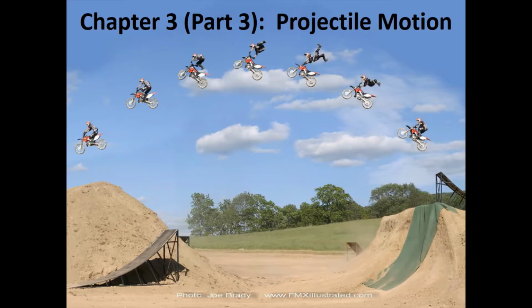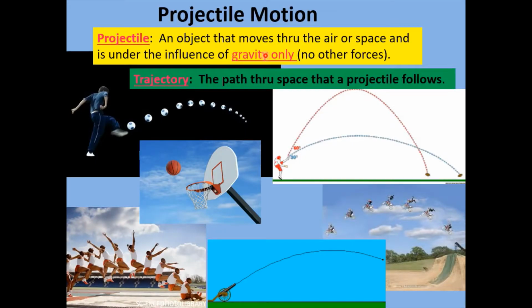In this lecture we will learn about projectile motion. So first, a couple of definitions. What is a projectile? A projectile is an object that moves through the air or space and is under the influence of gravity only, with no other forces. A trajectory is the path through space that a projectile follows.